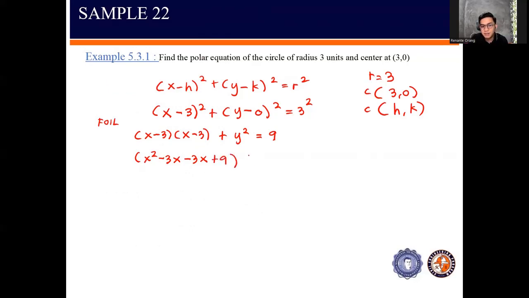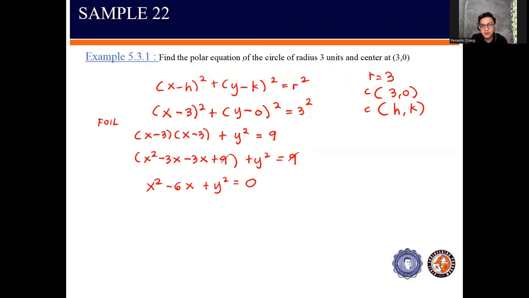Then, for this one, plus y squared is equivalent to 9. So let us just combine like terms, kumbaga. So this becomes x squared, negative 3x minus negative 3x, so it can be combined. That is negative 6x. Then 9. We also have 9 here, so it can be canceled out, or you can transfer it to the other side. So that is 9 minus 9 is 0. So therefore, the remaining is this.